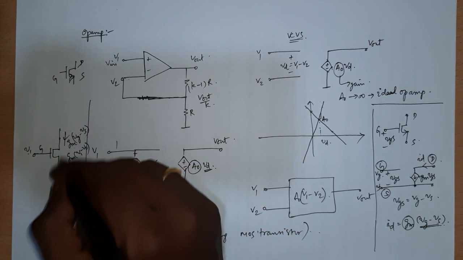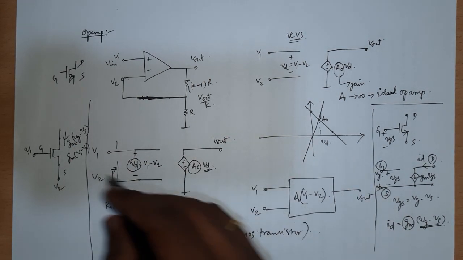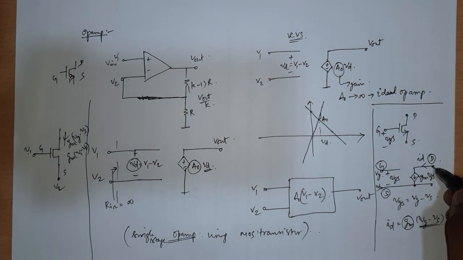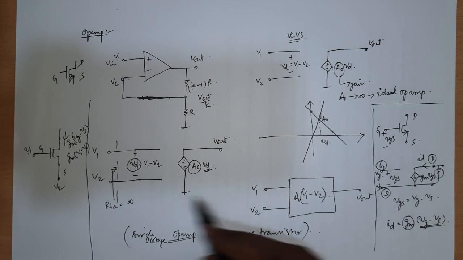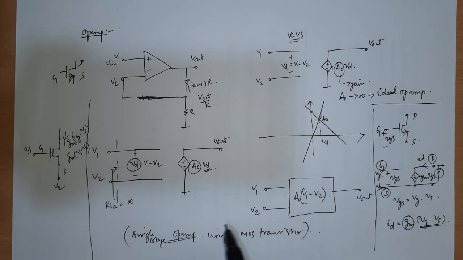So gm VGS I have as a current, and if I take this particular current and pass it through a resistor, what will happen? This will have some voltage. This node will have some potential, and that potential is this one. It's pretty much it, just that it will be negative here and positive here. That is still okay.